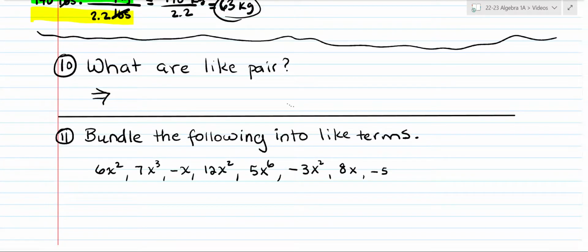What are like pairs or like terms? It's going to be same variable with the same exponents.